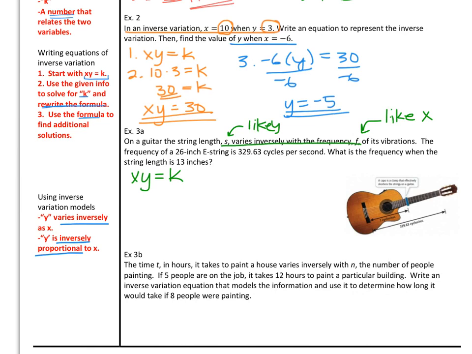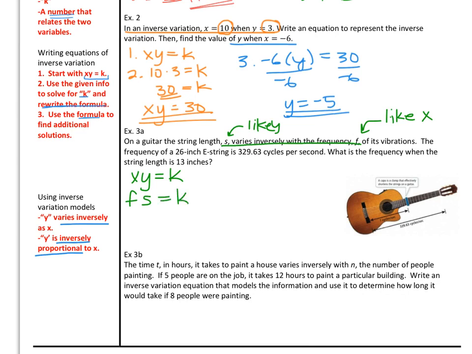Instead of x times y equals k, let's use our variables that are represented in the word problem. Instead, we'll go s times f. Oops, did I write that in the right order? I did not. I knew I was going to do that. So x is like our input, so that's f. y is the output, so that's s. f times s equals k.